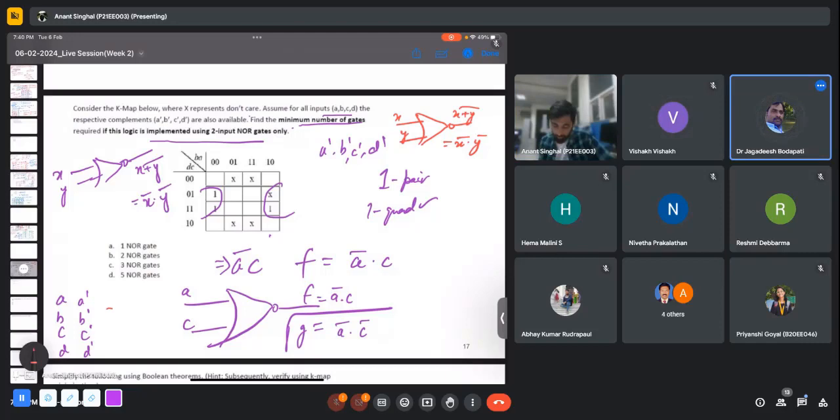So since all the complements are also available, if I give A here and C complement here, what will be the output? Let's say F is that. Anyone, what will be the output now? A bar C. A bar C. That is my function, right?